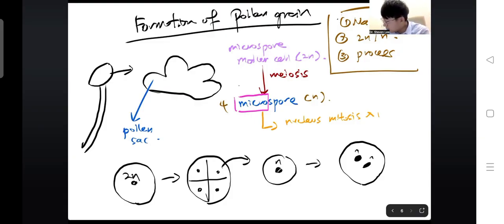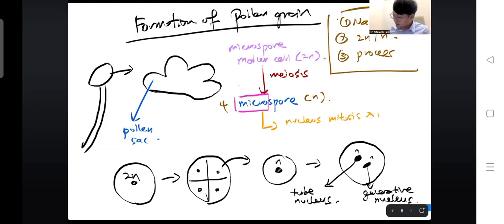Okay? So one nucleus is called tube nucleus. In Bahasa Melayu, it's called nukleus tiub. So tube nucleus. Another one is called generative nucleus, nukleus penjana in Bahasa Melayu. There is a reason why they are called like that, which I will only explain to you next week. Tube nucleus because they go and form a tube. Generative nucleus because they generate something. So we have two. Once they grow these two nuclei, we call this a pollen grain. This is a pollen grain. The bunga.